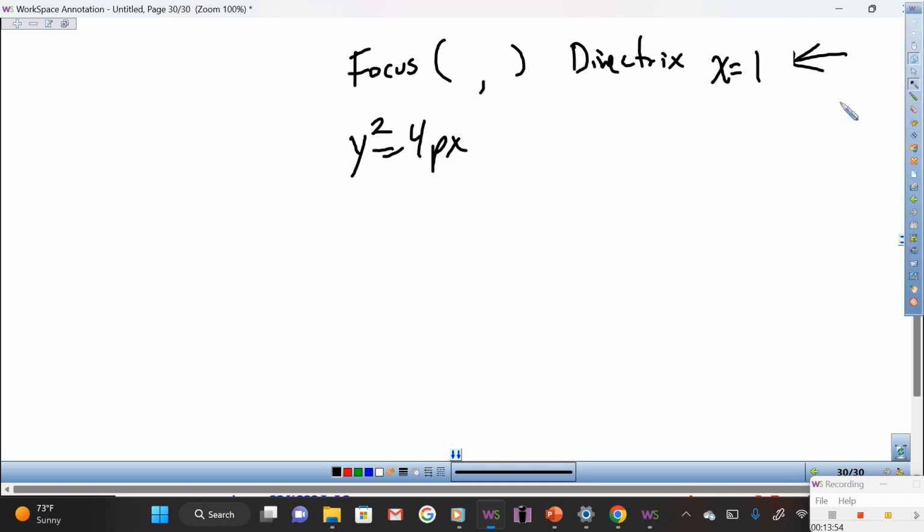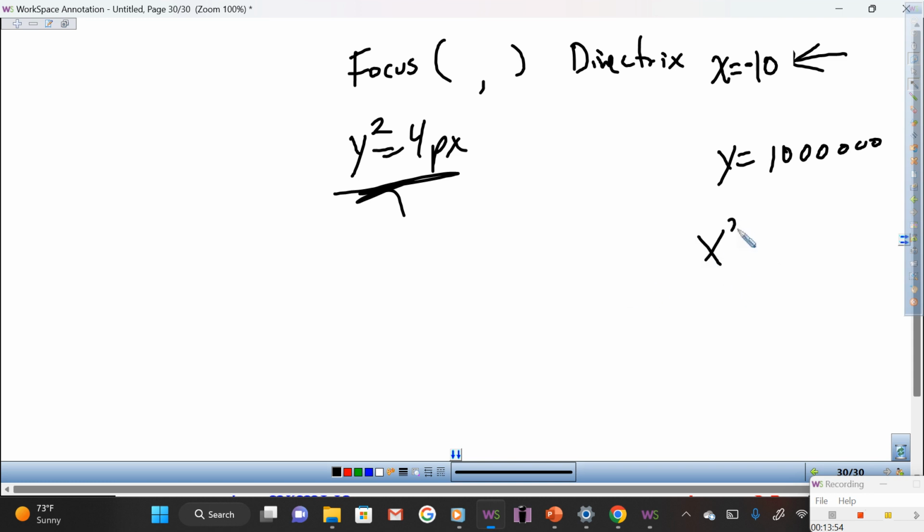All right, so far so good. What if I said x equals negative 10? Tell your neighbor what equation would you write? Yeah, the same one. Same equation. Doesn't matter if it's positive or negative. How about if it's y equals 1 million? Tell your neighbor which equation to write for that one. Yeah, x squared equals 4py.